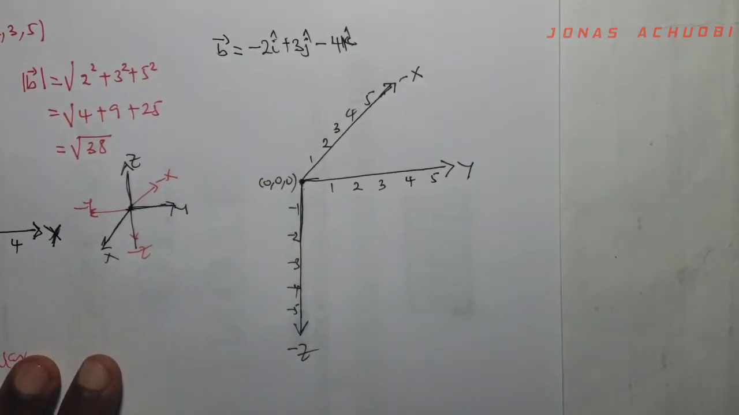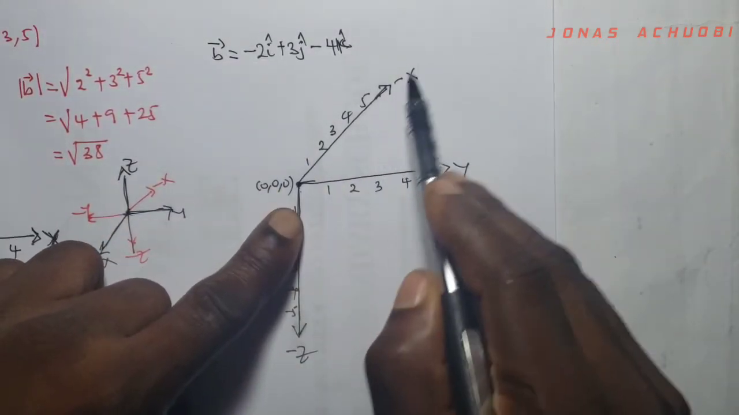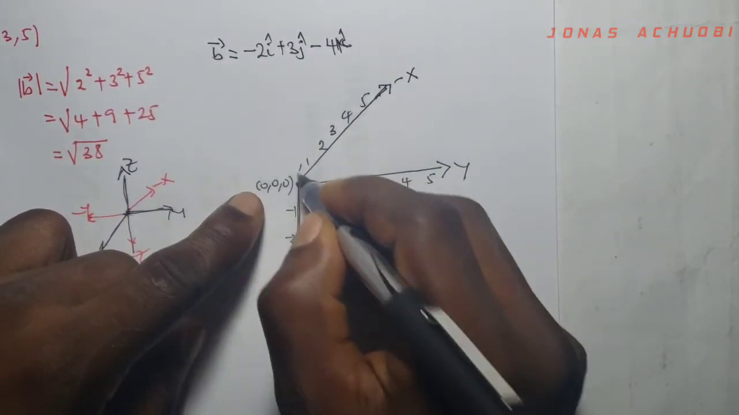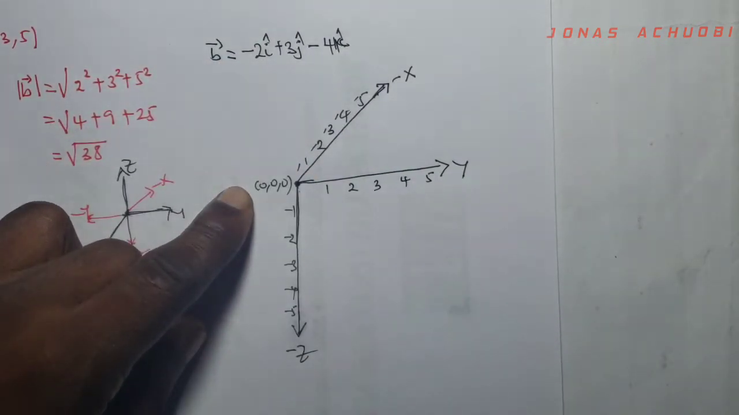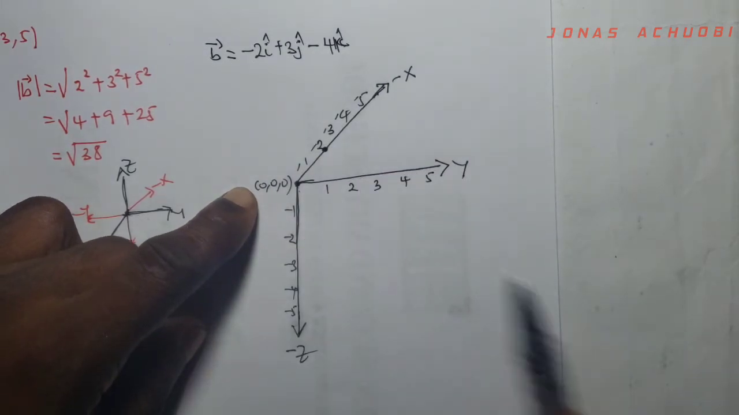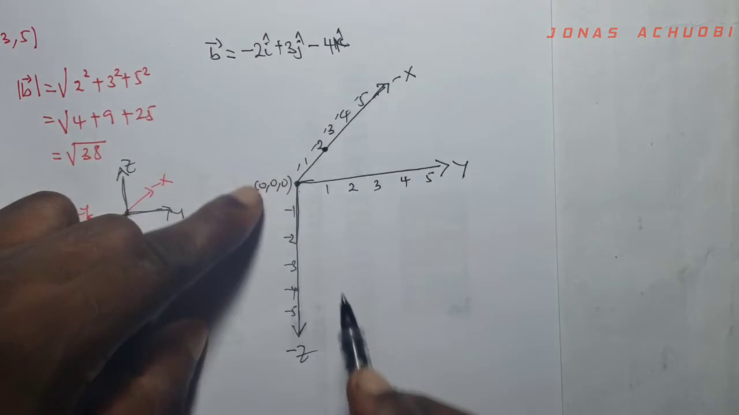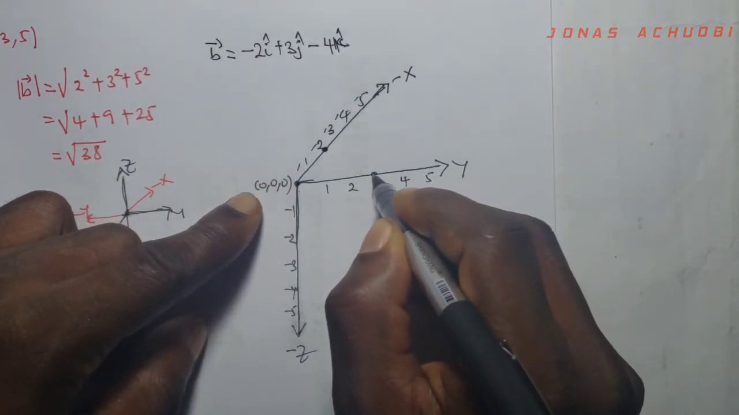So let's look at our vectors now. Our vector B rather. So vector B on the x direction, which is negative x direction, we have minus 2 units. So minus 2 is at this point. And then the y direction, the positive y direction, we have 3 units. So 3 is somewhere here.